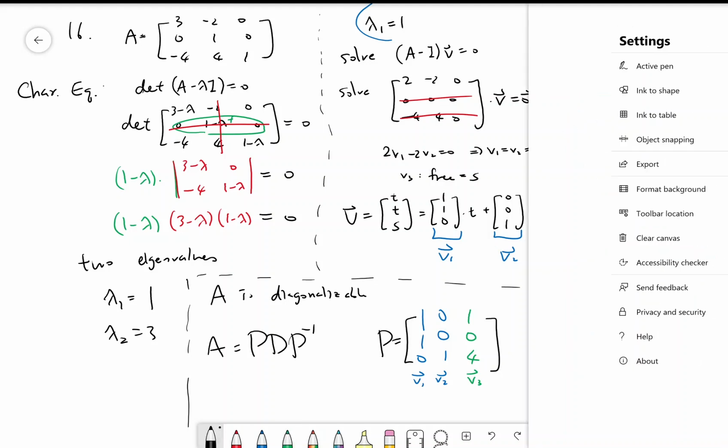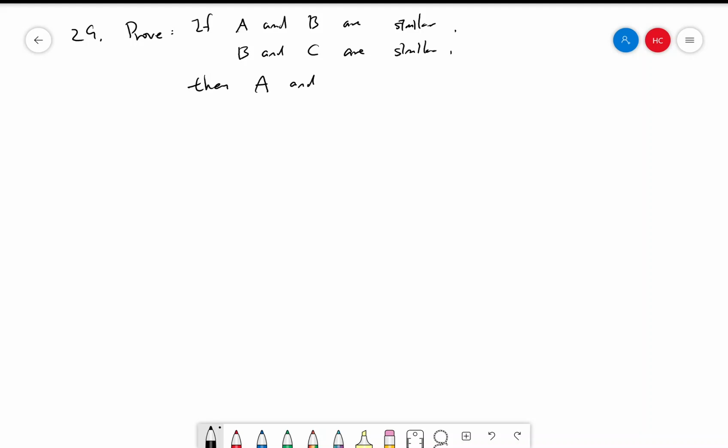All right, so let's do a proof practice. So let's do 29. It asks you to prove if A and B are similar and B and C are similar, then A and C are similar. So this is following the definition of being similar matrices. So let's do that.